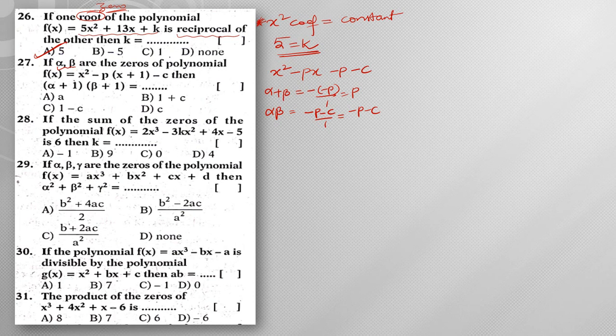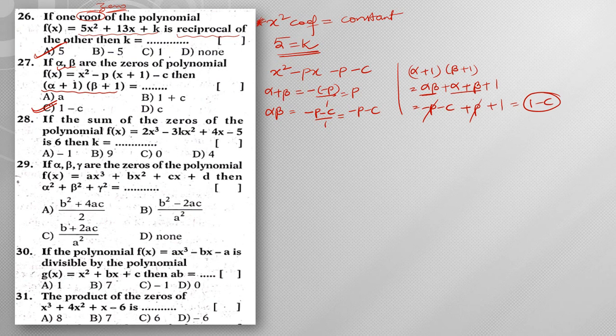Now what did he ask you to find? Alpha plus 1 into beta plus 1. We can write alpha plus 1 into beta plus 1 as alpha into beta plus alpha into 1 is alpha, plus 1 into beta is beta, 1 into 1 is 1. Since we know these values, alpha into beta is minus p minus c, plus alpha plus beta is p, plus 1. Now minus p plus p we can cancel out. So this can be written as 1 minus c. Hence the answer is 1 minus c.